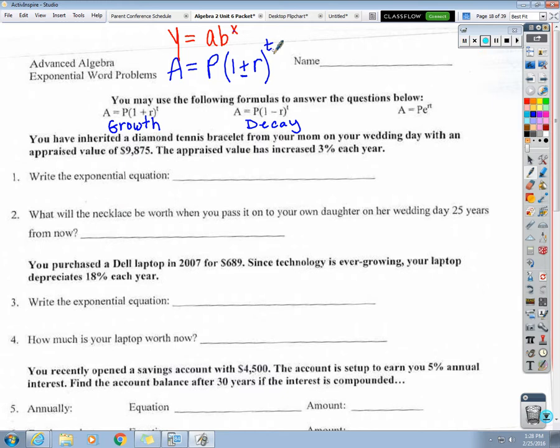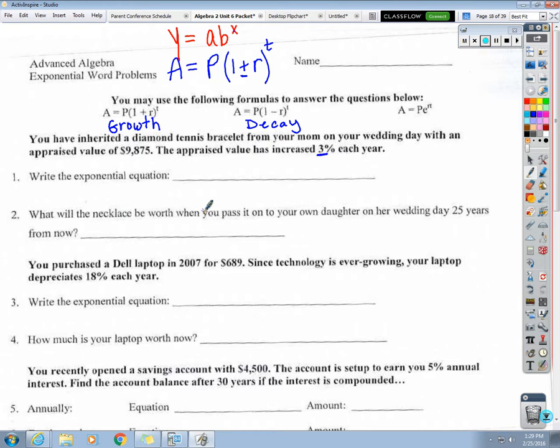Now, we're using T for time because we're doing word problems. We want to find out how much money's there after X amount of years or T amount of years. R for rate. Your money, or whatever you're dealing with, is either going to increase or decrease by a rate. So that's why instead of just B, we have to use 1 plus R or 1 minus R. But don't you see how those are very similar?